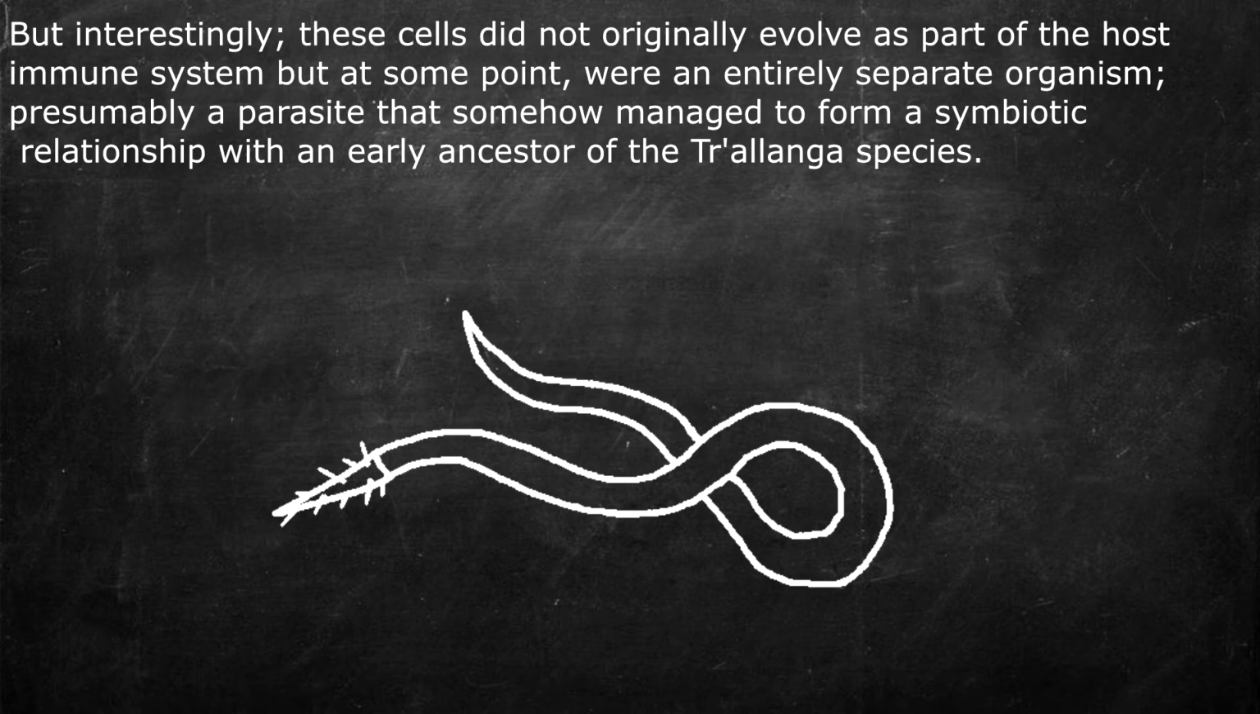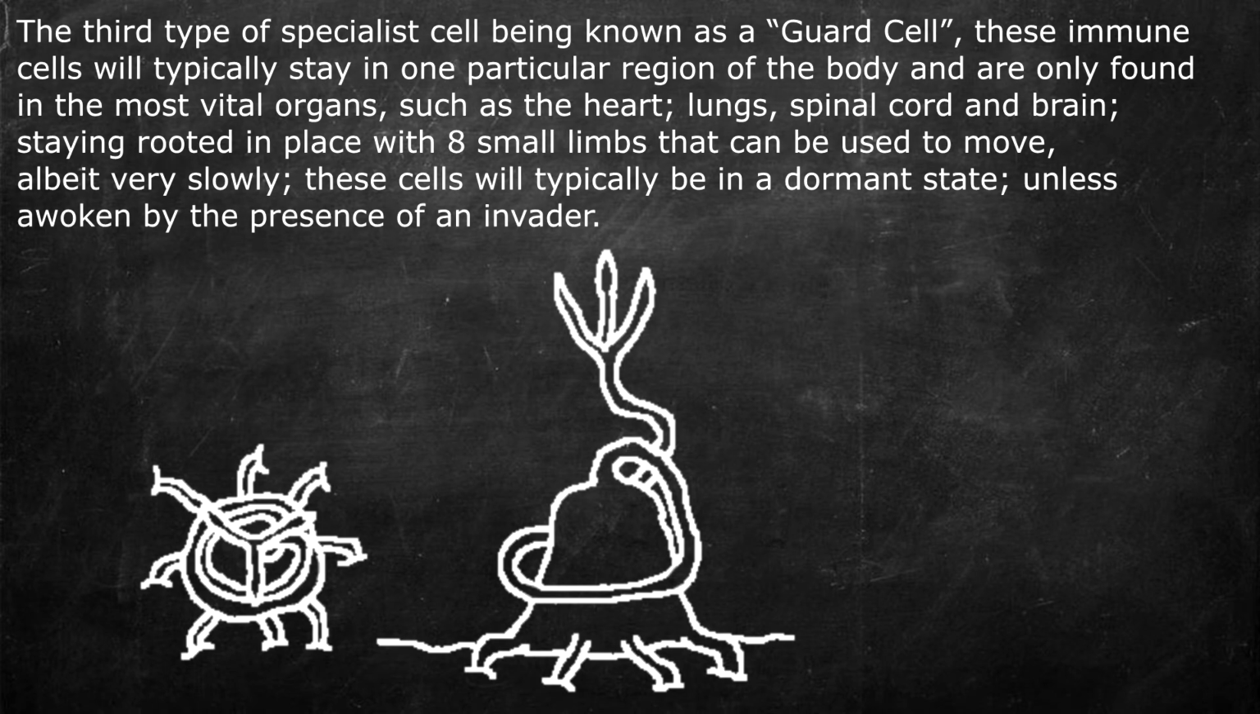But, interestingly, these cells did not originally evolve as part of the host immune system, but at some point were an entirely separate organism, presumably a parasite, that somehow managed to form a symbiotic relationship with an early ancestor of the Tal species. The third type of specialist cell being known as a guard cell.